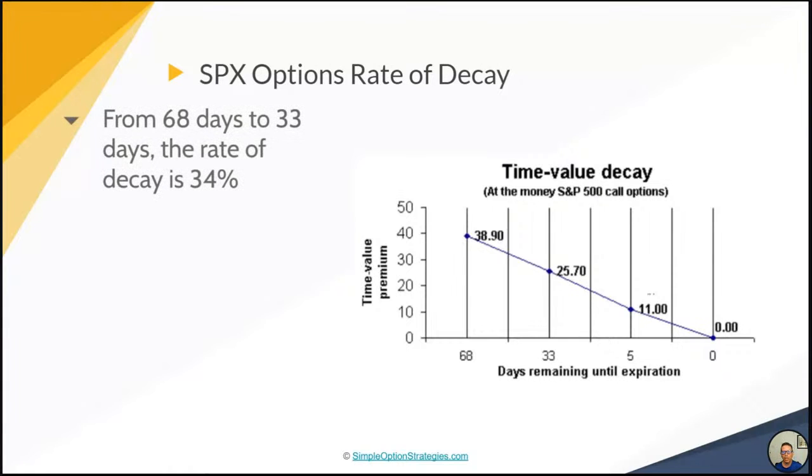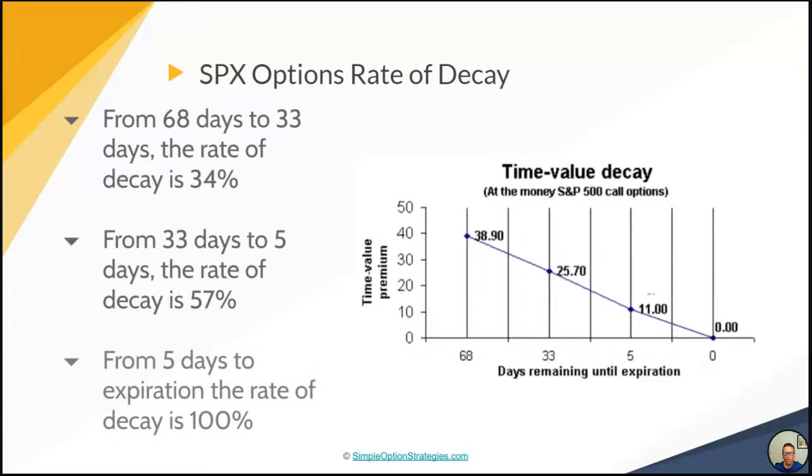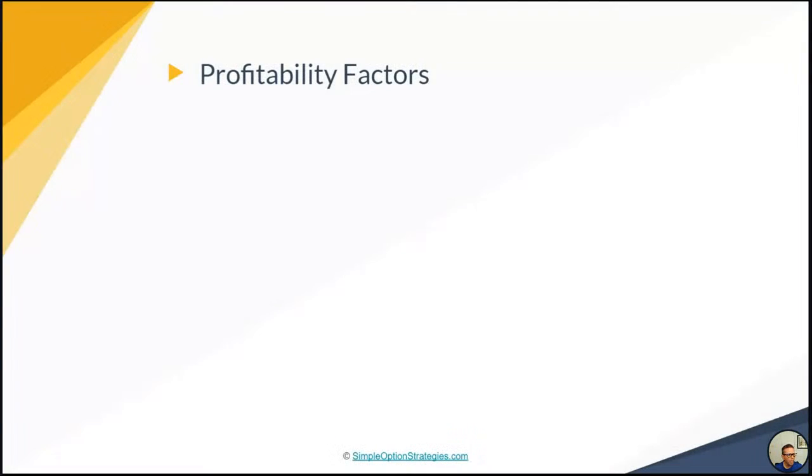From 68 to 33 days, the rate of decay is 34%. From 33 to 5 days, it's 57%. And from 5 days to expiration, it's 100%. So you're actually trading on the day that it expires. All of that premium is going to be gone by the end of the day. So that's obviously the most rapid rate of decay that you can have, and a lot of people like zero DTE because there's no overnight risk. You're in and out. It's a day trade, and we'll talk about having a day trade as well on that.